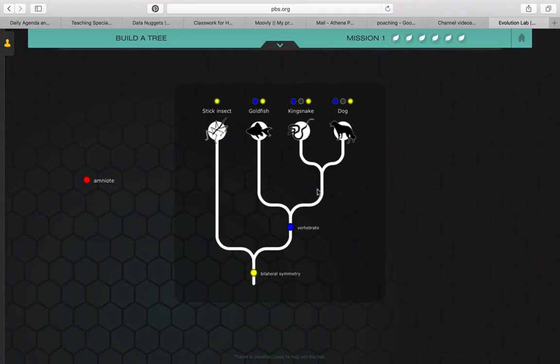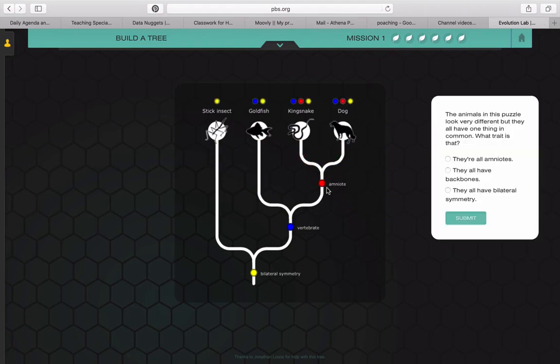And then after this branching event, before we had an ancestor that branched into reptiles and mammals here, what is something that this ancestor had that everything after it also has? And that's an amniote, that they actually have eggs. Okay? So that they use eggs, sperm and eggs, in order to reproduce.